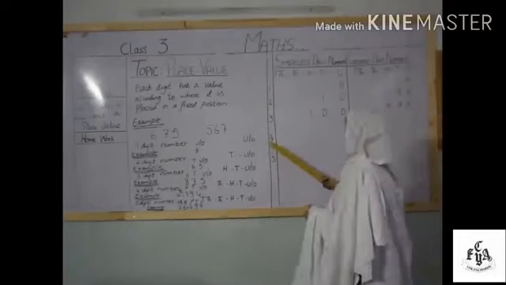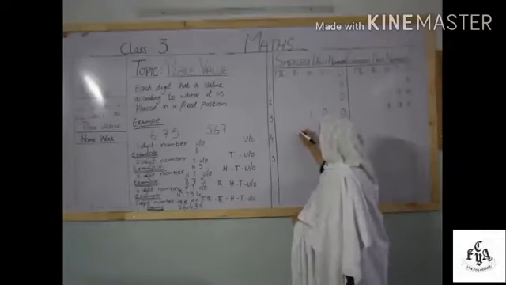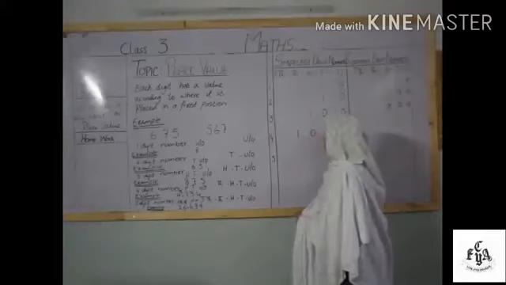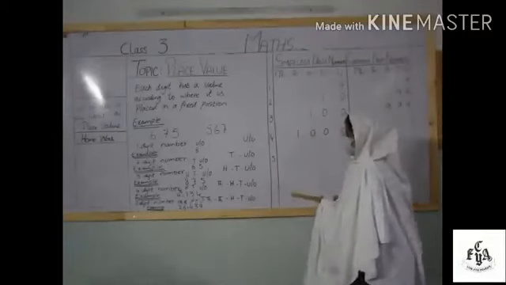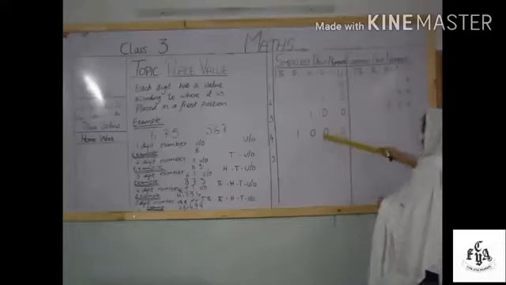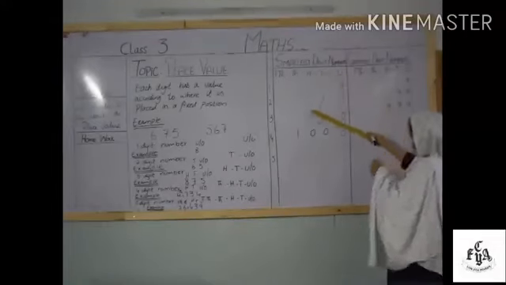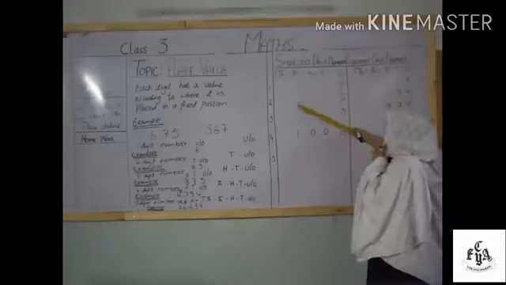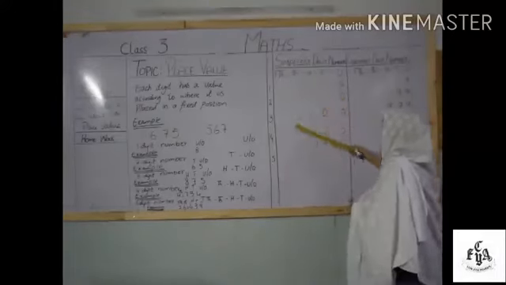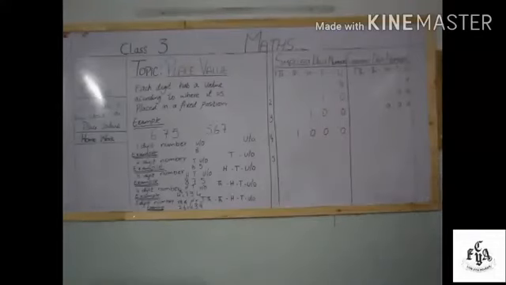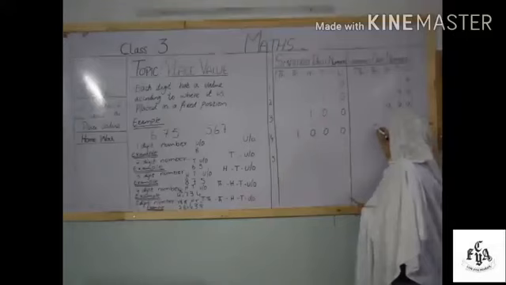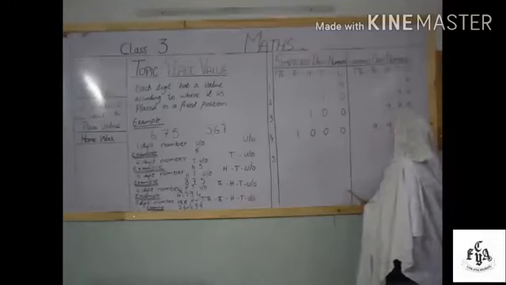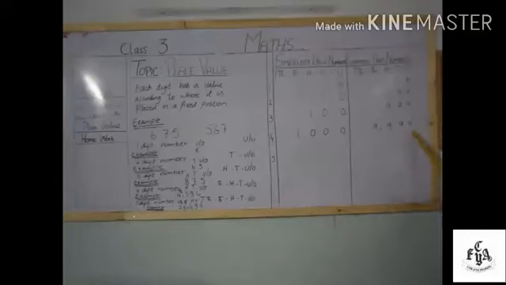Now moving towards the smallest four digit number. The smallest four digit number is 1000. So the place value of this 0 is unit, the place value of this 0 is tens, the place value of this 0 is hundreds, and the place value of this 1 is thousands. So the greatest four digit number is 9999. The place value of this 9 is unit, the place value of this 9 is tens, the place value of this 9 is hundreds, and the place value of this 9 is thousands.